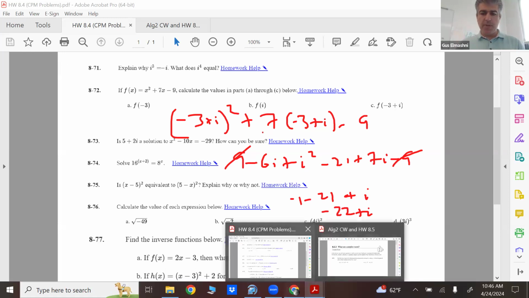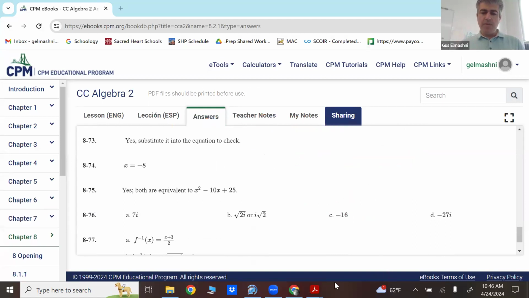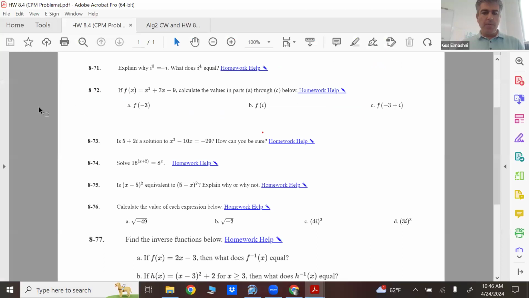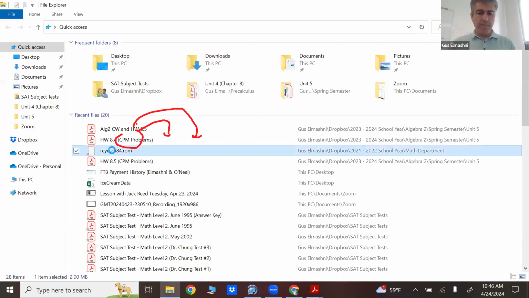And let's go through this a little more quickly. 73. For 73, you could actually use a graphing calculator. Or you could plug in 5 plus 2i straight up in the x and just make sure the left side equals the right side. But there is a way the graphing calculator can do it. Let me show you how.